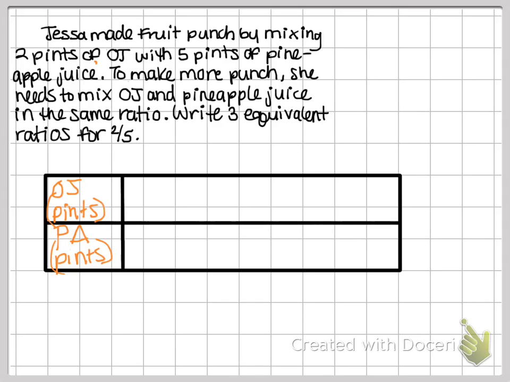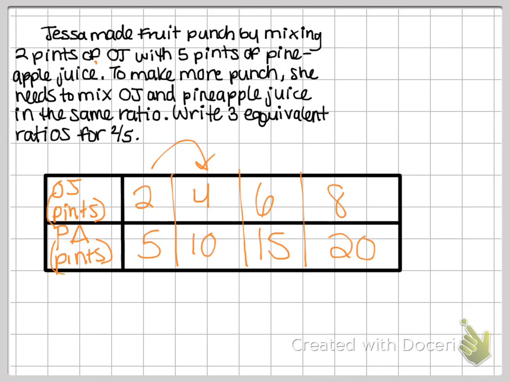All right, so the original ratio that we started off with was 2 pints of orange juice for every 5 pints of pineapple juice. And so to keep this going, I'm going to multiply both by 2. So that's 4 and 10. Multiply now by 3, so 2 times 3 is 6. 5 times 3 is 15. And lastly, I'm going to do times 4. So 2 times 4 is 8, and 5 times 4 is 20.